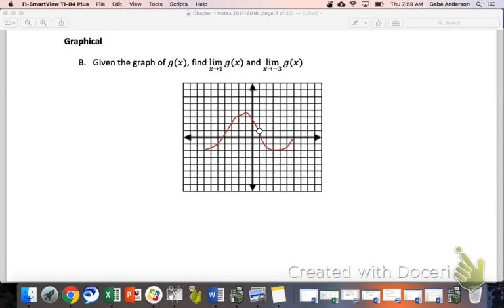Would it be 1? Okay, let's write that down really quick. All right, well, at least: limit as x approaches 1 of g of x. Alexandra is saying 1. How do you guys feel about that? Do you agree with her? Is there any disagreement?